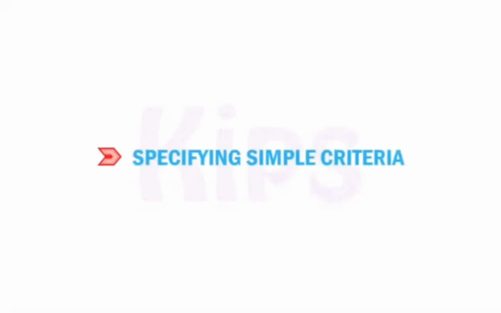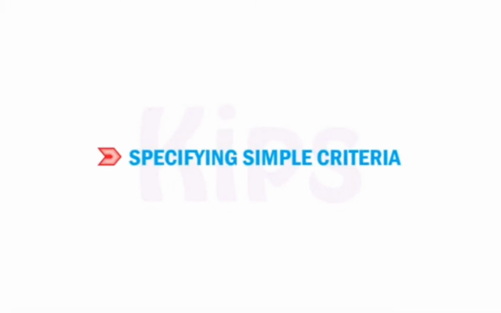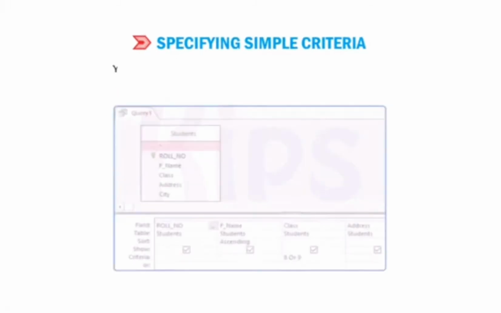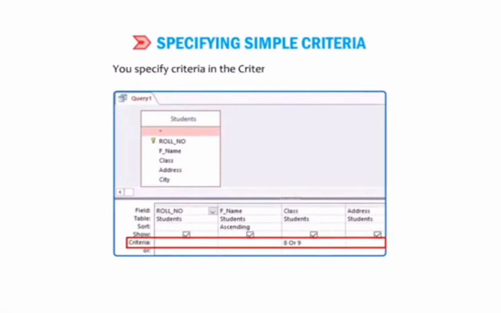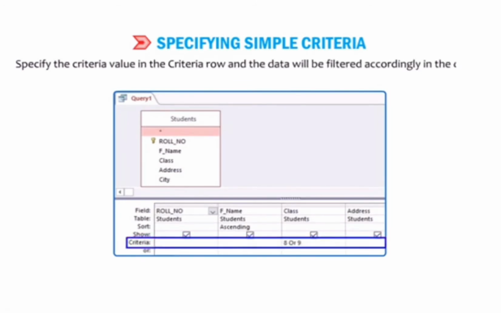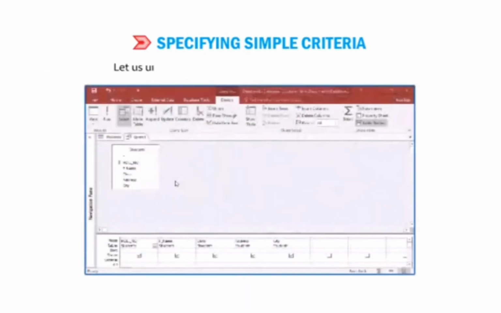Okay students, let us find out how to specify simple criteria. You specify criteria in the criteria row of the Design Grid. Specify the criteria value in the criteria row and the data will be filtered accordingly in the query output. Let us understand it with the help of the given example.